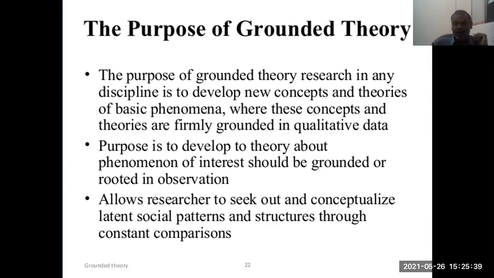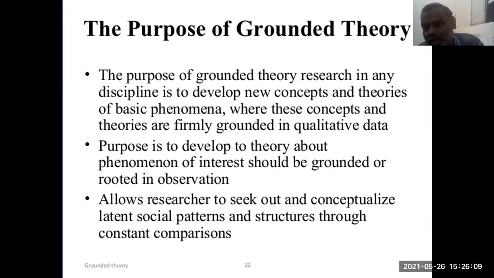For example, there is a notion that white people are always speaking truth. If you want to condemn that, if you want to contradict that, you can do a grounded theory research. The grounded theory approach will tell you whether your thinking is right or wrong. So the purpose is to develop a theory about a phenomenon of interest that should be grounded or rooted in your observation.